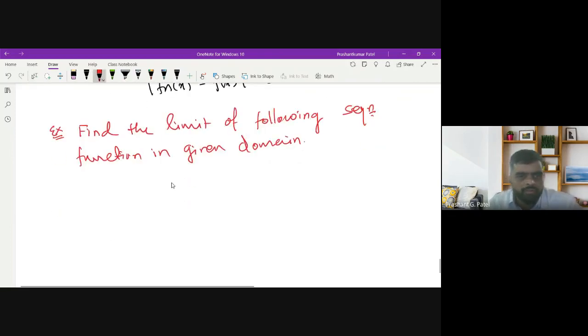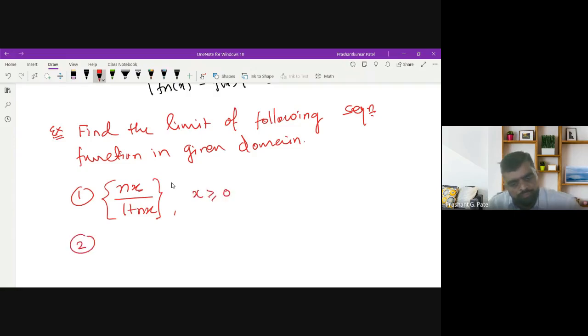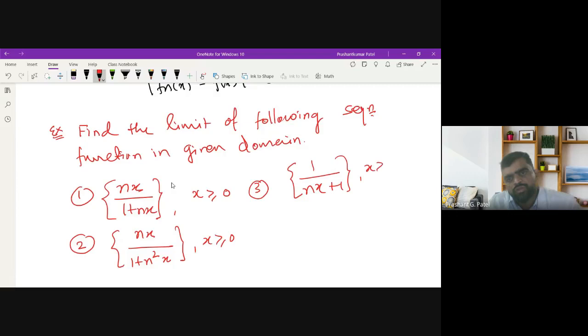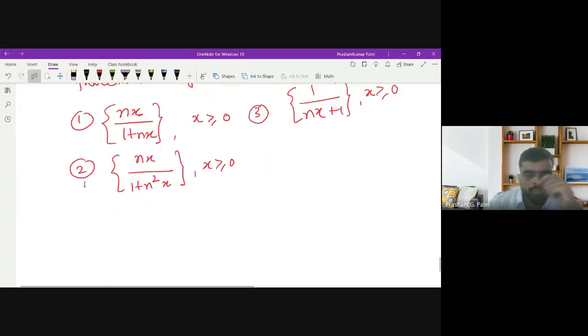Let us write the examples. The first one is the sequence nx upon 1 plus nx, where the domain is x greater than or equal to 0. The second, nx upon 1 plus n square x, here also x is greater than or equal to 0. Third example, 1 upon nx plus 1, here also x is greater than or equal to 0. Let us try to find the limit of these functions. Solution: I will solve the first two, and the third one I will give you as an exercise to solve.